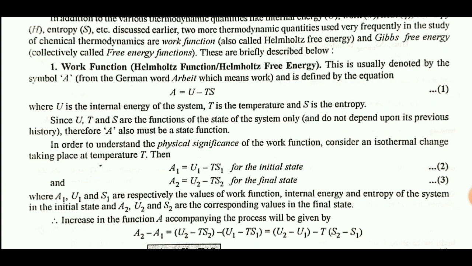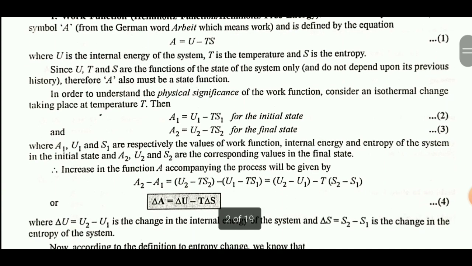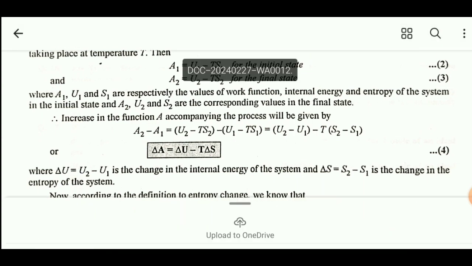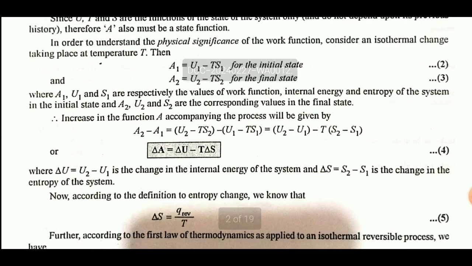In order to understand the physical significance of the work function, consider an isothermal change taking place at temperature T. Then A1 = U1 - TS1 for the initial state and A2 = U2 - TS2 for the final state, where A1, U1 and S1 are respectively the values of work function, internal energy and entropy of the system in the initial state, and A2, U2 and S2 are the corresponding values in the final state.